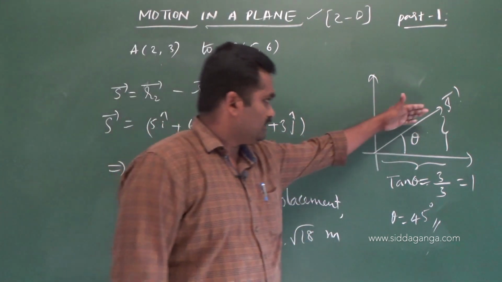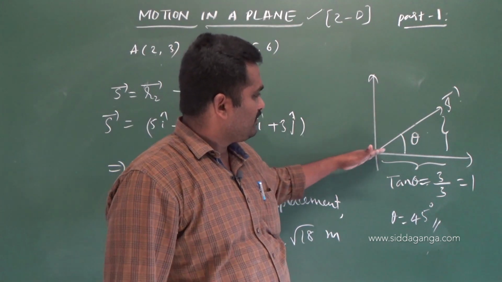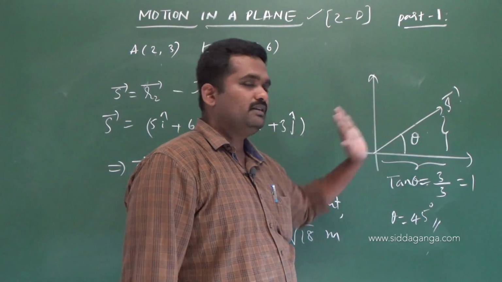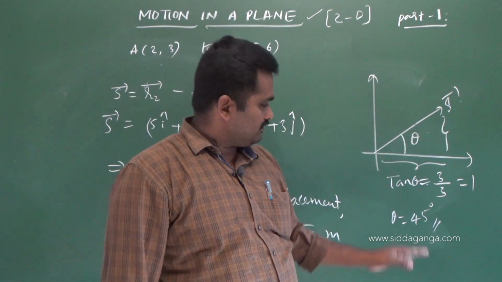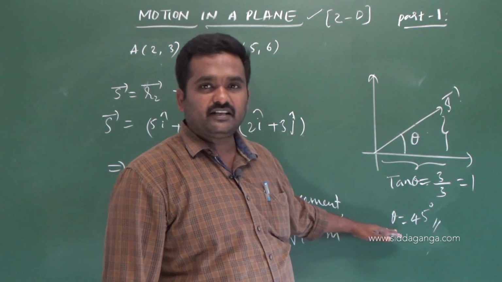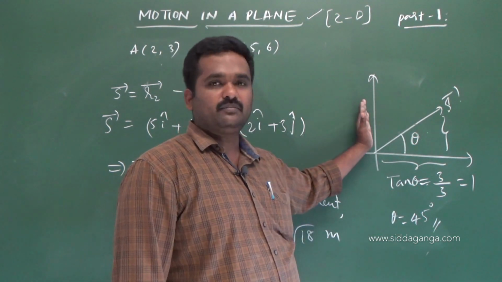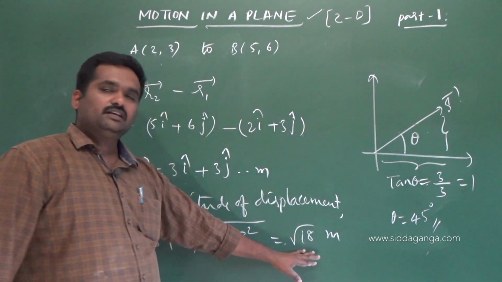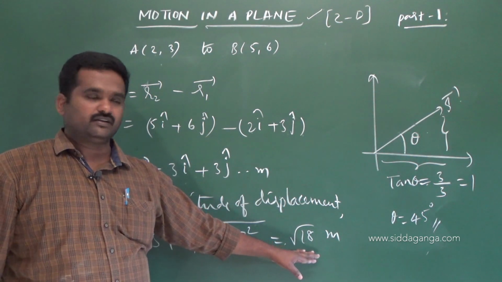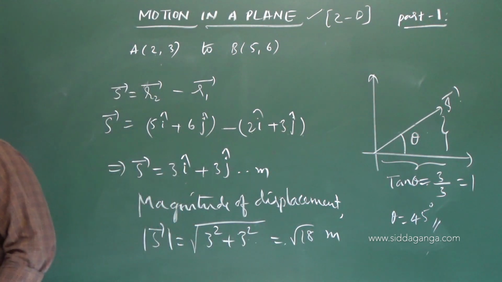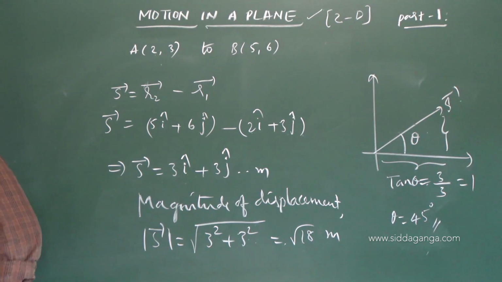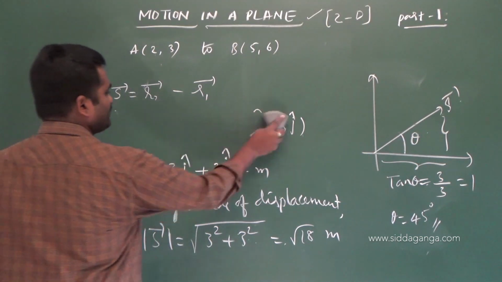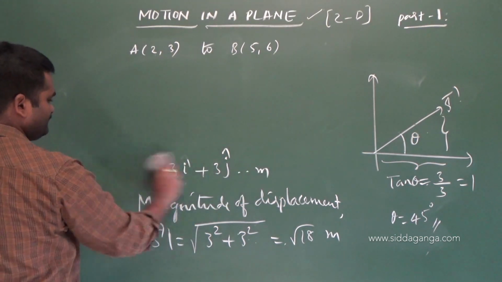You can say it makes an angle 45 degrees with the positive x axis. You can say like that. So that's how we need to write down for displacement. Direction: displacement makes an angle 45 degrees with positive x, or 45 degrees with the positive y axis also. Likewise you can mention. Magnitude is root 18 meters. Okay, so that's how I am supposed to write for this displacement. This is the way we have to write for it. I hope you got this, how to write the displacement.